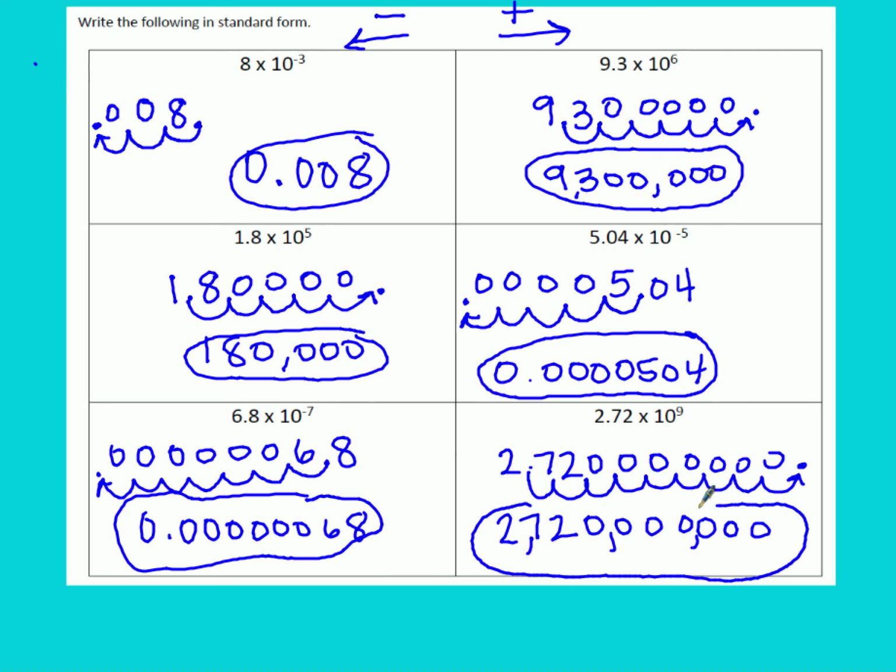So just keep in mind when you do all these problems, go back and check your work at the end and make sure that the exponent that you started with makes sense with the number that you end up with.